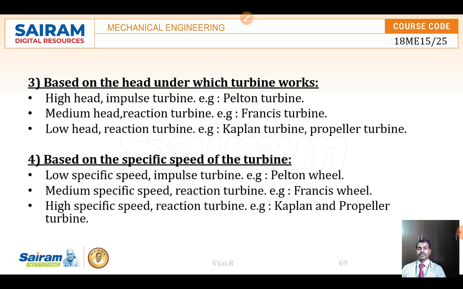According to the speed of a turbine, it is divided as low specific speed, medium speed, and high speed turbines. The Pelton turbine is a low speed turbine when compared to the Francis turbine, which is a medium speed. And high speed is in the case of reaction turbines, such as the propeller turbine, which we call high speed turbines.